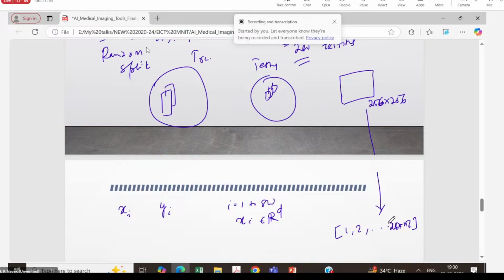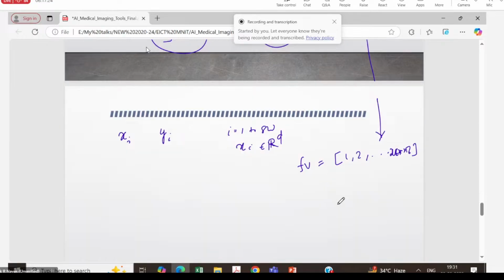This many values will be there in the feature vector. This is one feature vector and this will represent one image. So similarly, if you have 800 images, the feature matrix will have size 800 into 256 into 256. This will be the second dimension.